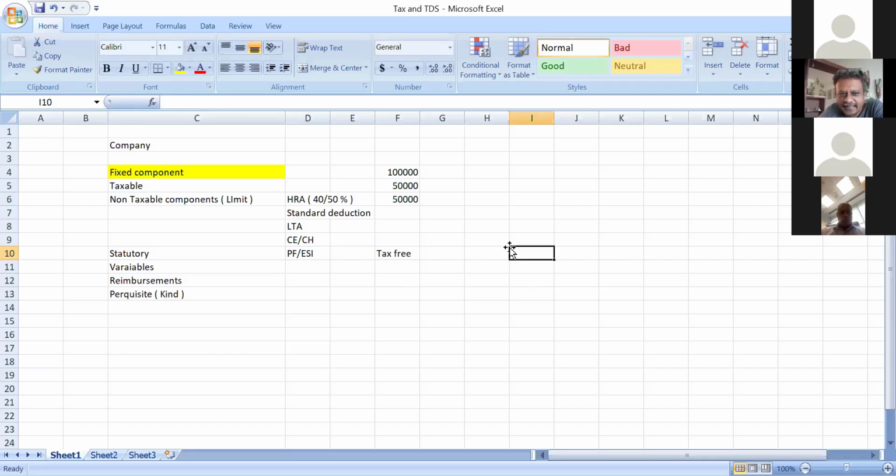Are we okay till now? Yes. Now the variables are fully taxable. There is no tax exemption on this.